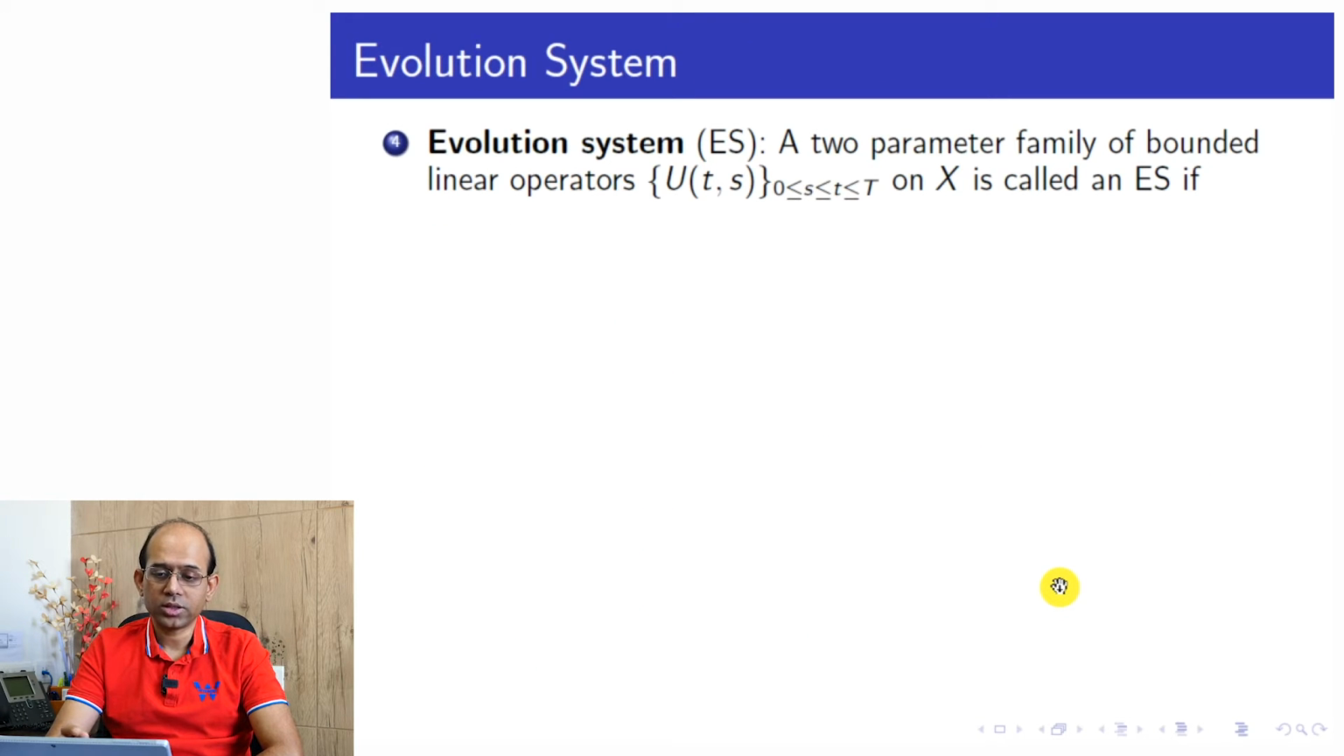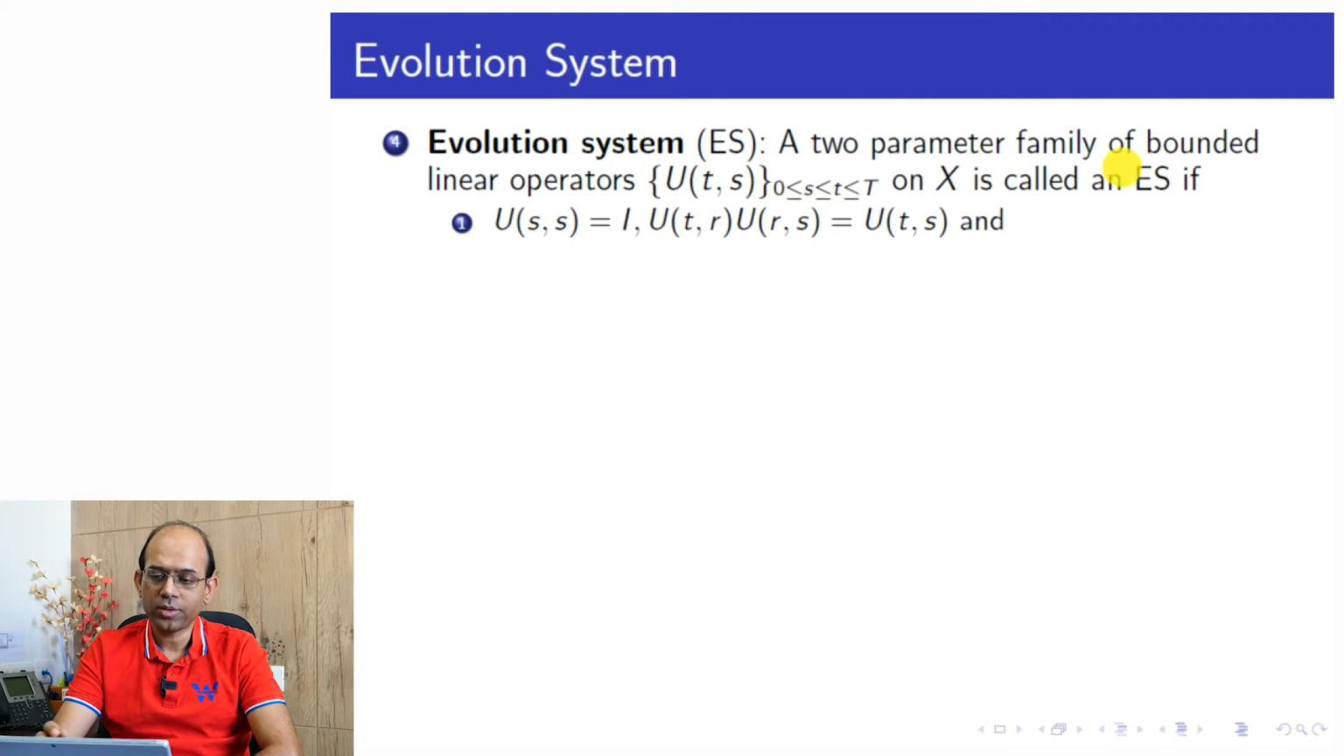Next, we introduced what is an evolution system. An evolution system, or in short ES, is a two-parameter family of bounded linear operators. So U(t, s), we write it this way, and this kind of two-parameter family of operators would be called an ES, or evolution system, if the following two conditions are true. That is, U(s, s) is equal to I, the identity operator. When the initial and final times are the same, then it's just identity. And U(t, r)U(r, s) is equal to U(t, s). So this is like a generalization of the semigroup property, that we have discussed in quite some detail.